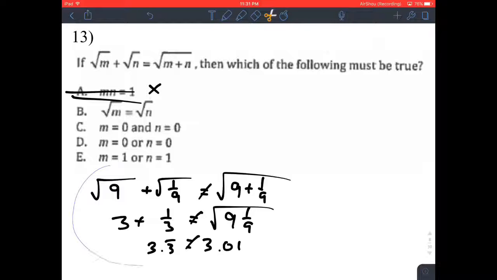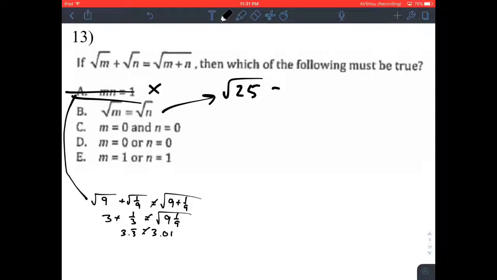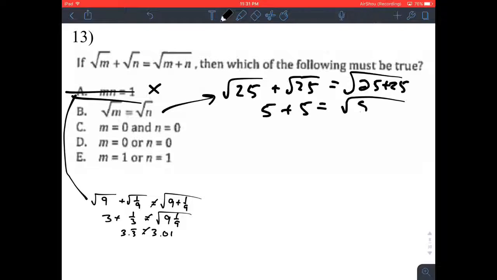B, square root of m equals the square root of n. Well, for that to be true, m and n have to be the same numbers. So I'm going to pick perfect squares. Let's say that they're both 25. Is that the same as this? Well, the square root of 25 is 5. Square root of 25 is 5. 25 plus 25 is 50. So that's 10. The square root of 50 is about 7. Those are not the same. So B is not the answer.